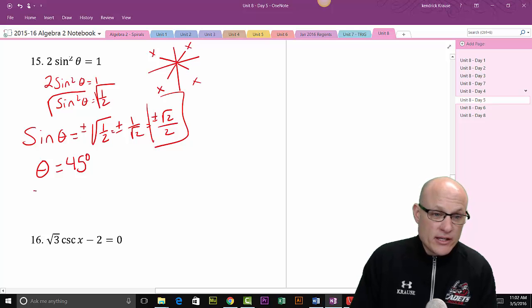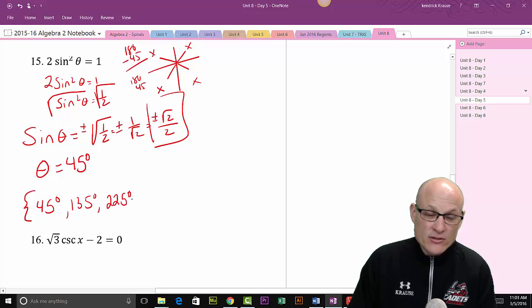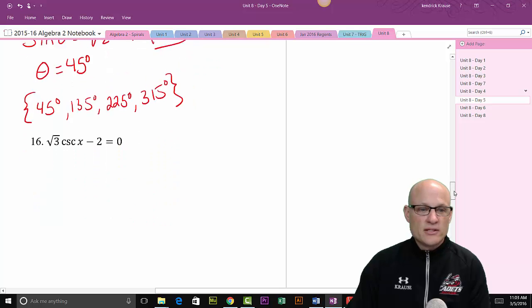So in the first quadrant, it's just 45 degrees. To get in the second quadrant, we're going to do 180 minus 45 degrees. That's 135 degrees. In the third quadrant, we're going to do 180 plus 45 degrees. That's 225 degrees. And finally, in the fourth quadrant, we're going to take 360 and subtract off 45, and I get 315 degrees. All right, let's keep moving.